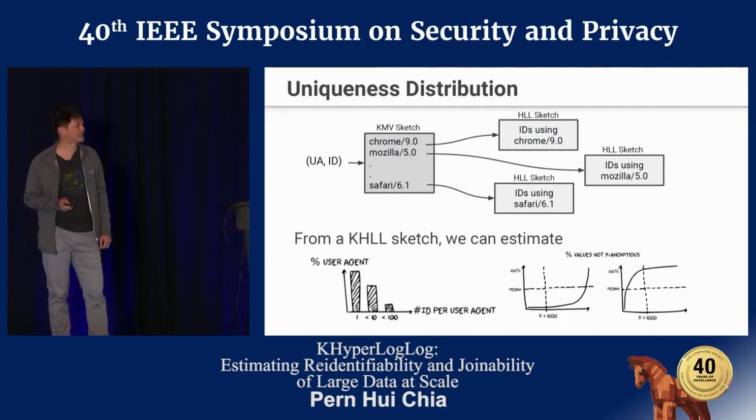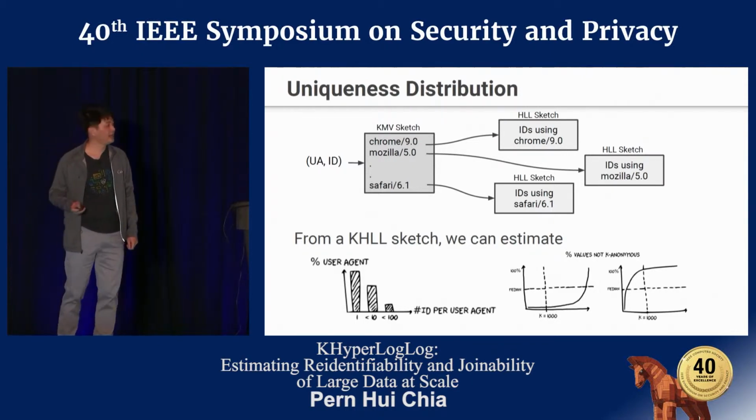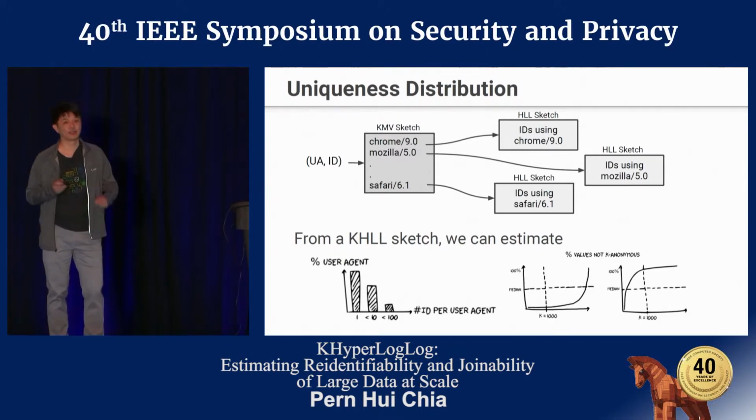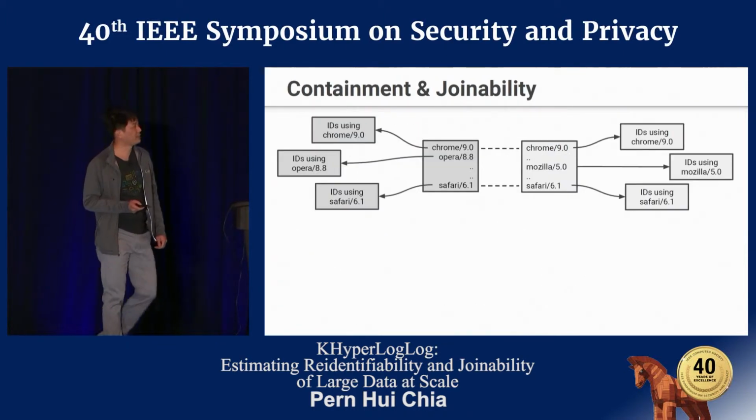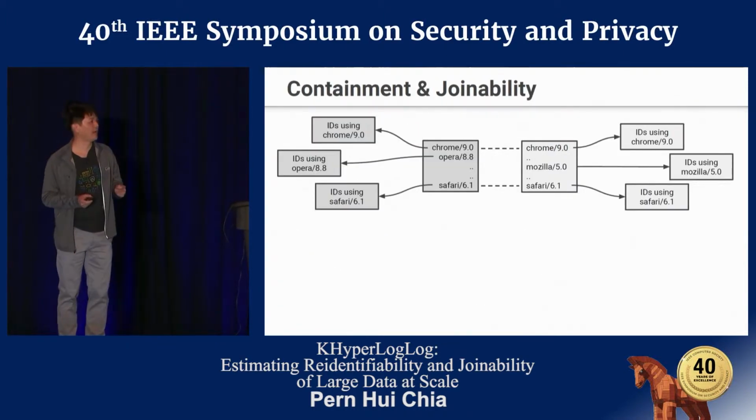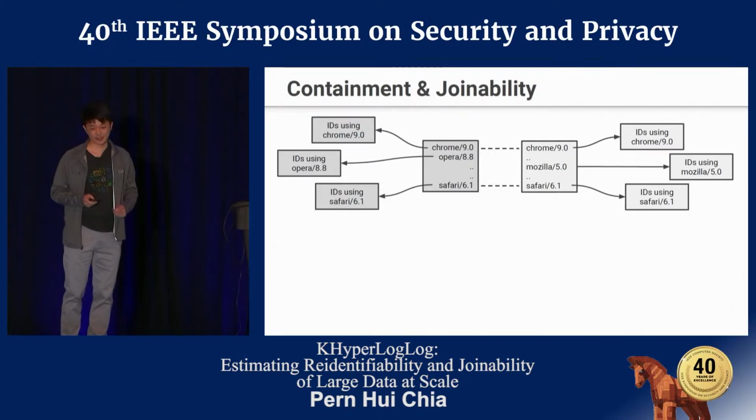Here we have two examples. On the left, we have a situation where most of the users use some common user agent, and therefore we have a heavy tail here. And on the right, we have a situation where the user agent string is really identifying and unique for every user. So if we put together two different KHyperLogLog sketches, we can do some other stuff.